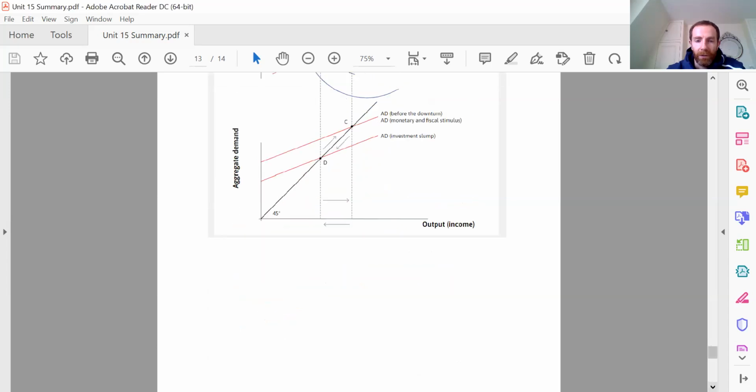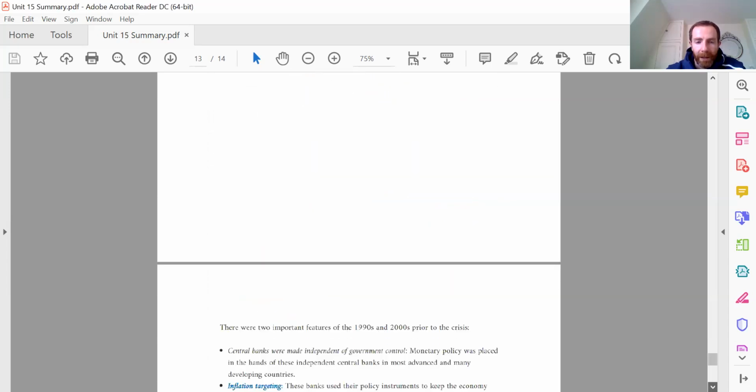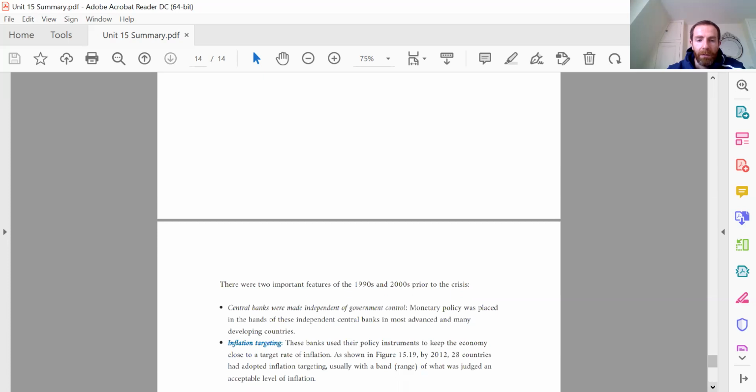Now, two final things just to finish off with. One is just to pick out a couple of really important things that happened in the 1990s and 2000s. Because in the 1970s and 1980s, we saw these really high levels of inflation, high levels of unemployment, things that were kind of unexpected. People, based on what we thought about the Phillips curve, didn't expect to see these two things happening at the same time. And what we'll see more of, I think, in Unit 17 is how governments responded to these things.